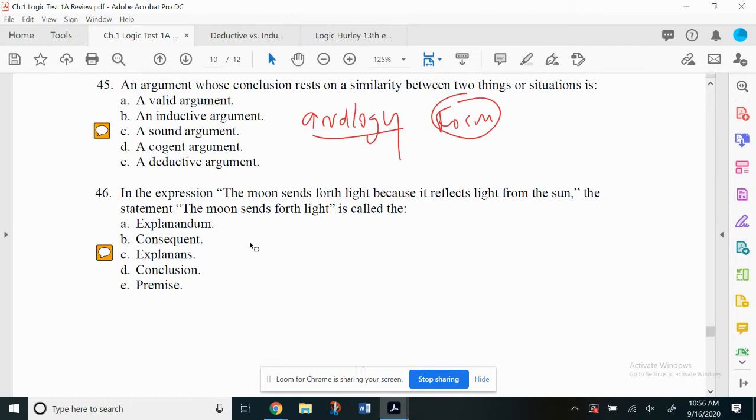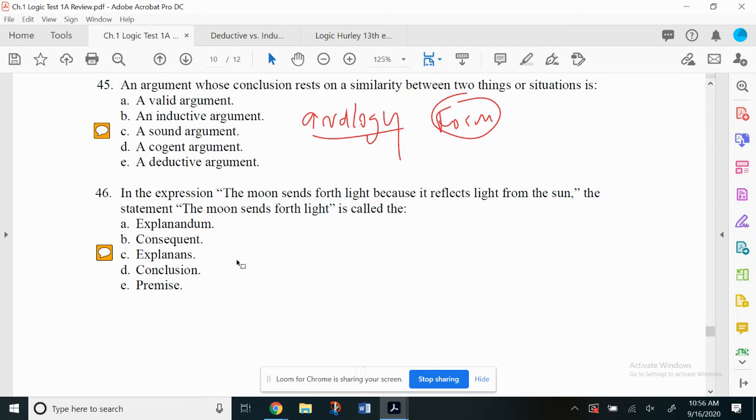46. Expression, blah, blah, blah. You can read that. Push pause. Come back. Which one is it? And we're back. And the answer is A, explanandum. Look that up. Explanans, explanandum. One is doing the explanation. The other one is the word to be explained or group of words to be explained. You can look that up.